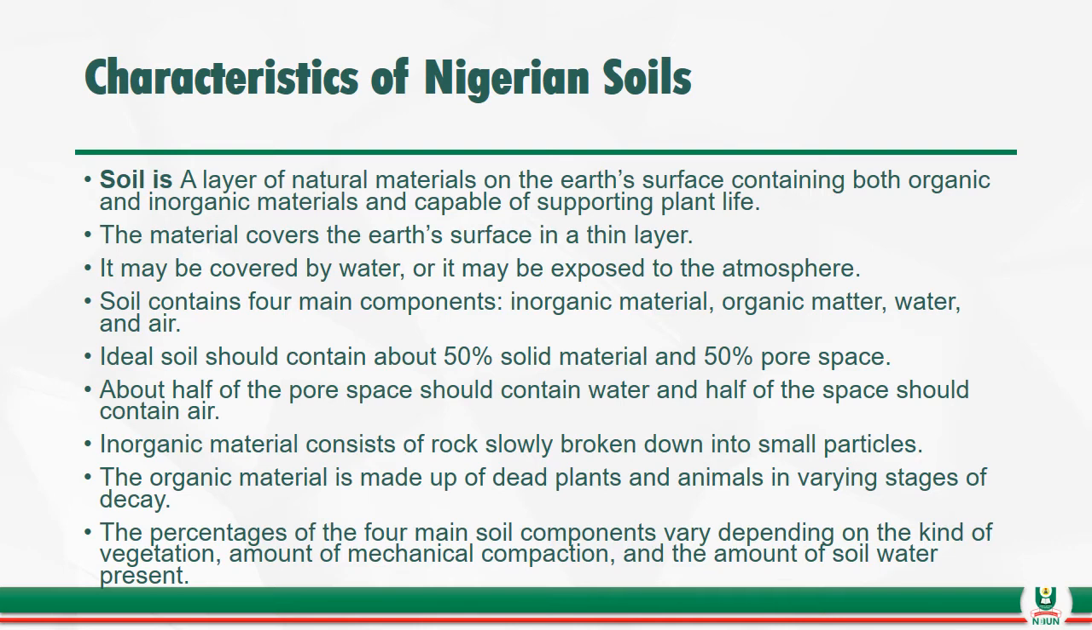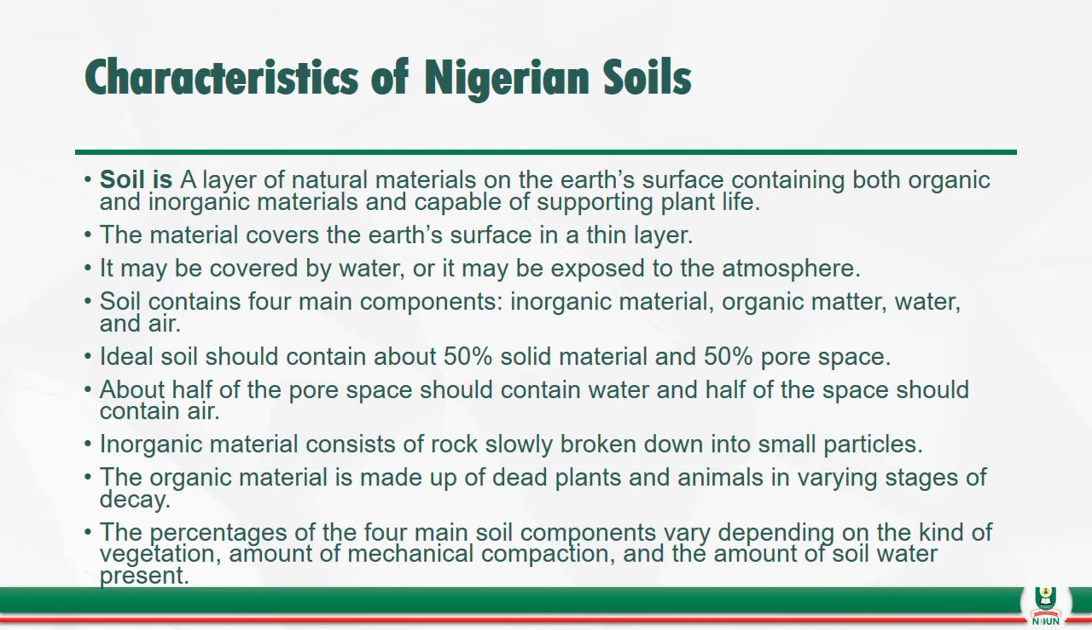So soil contains four main components, which include inorganic material, organic material, water, and air. Ideal soil should contain about 50% solid material and 50% pore spaces. About half of the pore space should contain water, and half of the space should contain air. Inorganic material consists of rock slowly broken down into small particles. The organic material is made up of dead plant and animal in varying stages of decay.